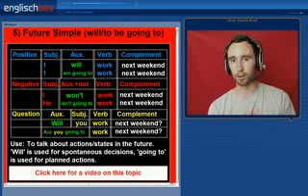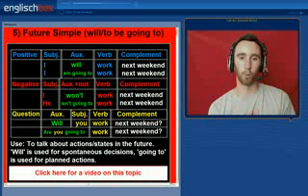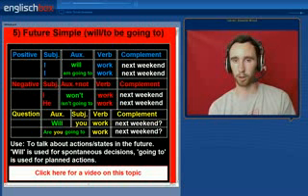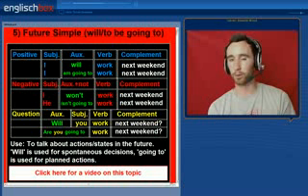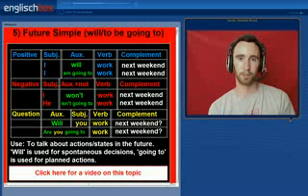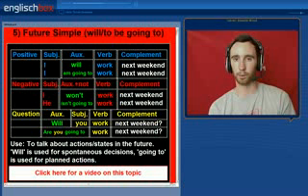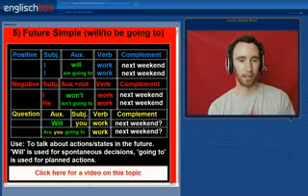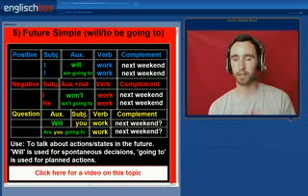In negative, you make the auxiliaries negative. So I won't work next weekend, will not. Or he isn't going to work next weekend. So you make the verb to be negative here with going to. In a question, you have to invert the subject and the auxiliary. Will you work next weekend? Are you going to work next weekend?